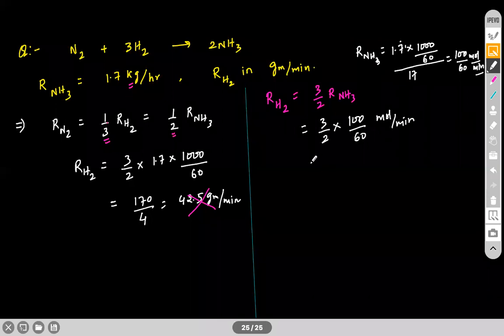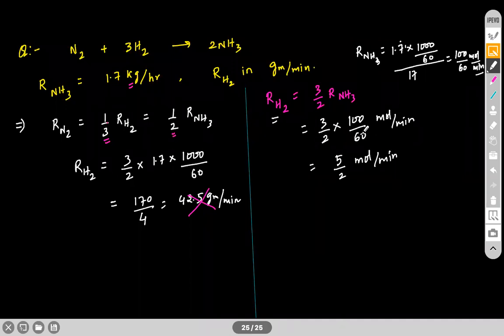So what will this be? 100 by 40 is 10 by 4, which is 5 by 2, correct? 5 by 2 mole per minute of R of H2. We are getting 5 by 2 mole per minute.